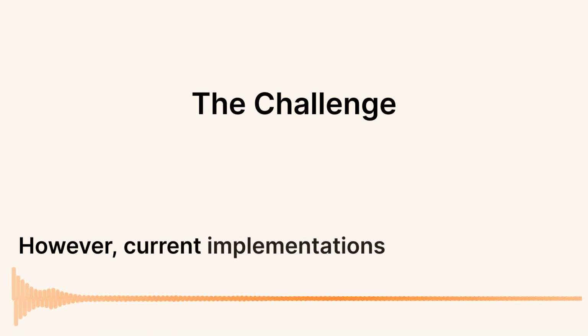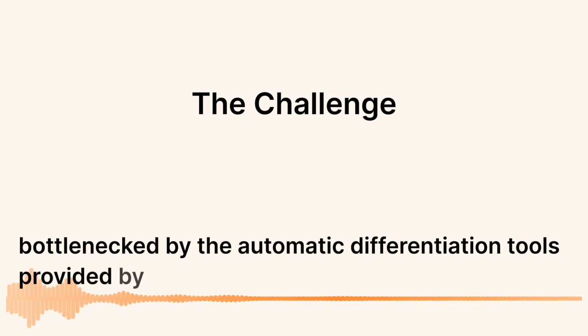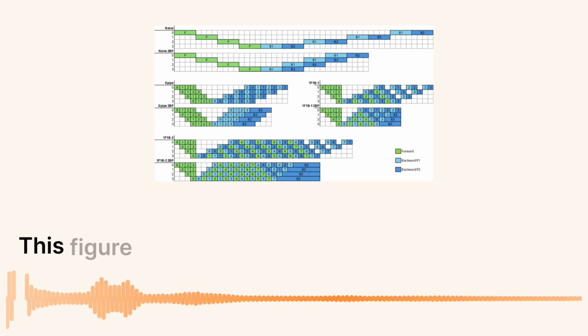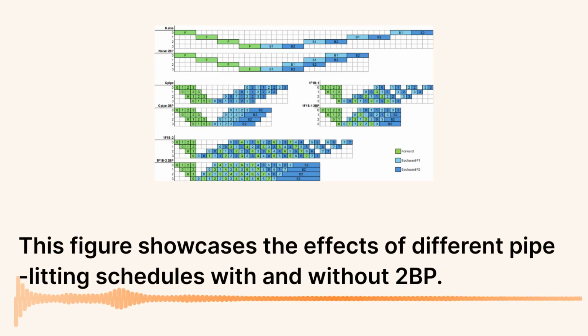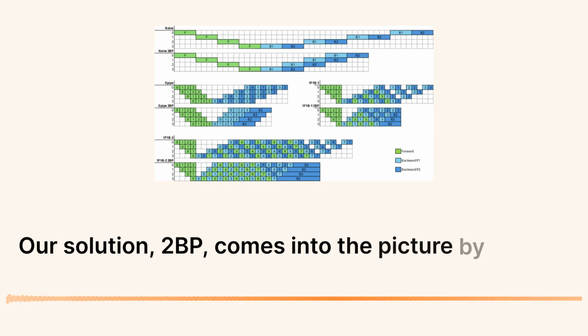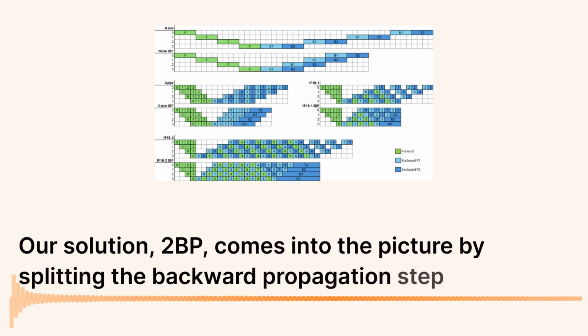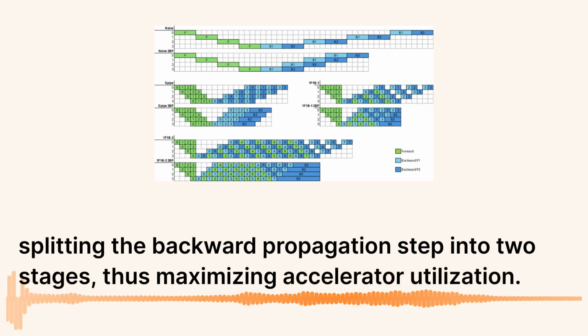However, current implementations are bottlenecked by the automatic differentiation tools provided by ML frameworks. This figure showcases the effects of different pipelining schedules with and without 2BP. Our solution, 2BP, comes into the picture by splitting the backward propagation step into two stages, thus maximizing accelerator utilization.